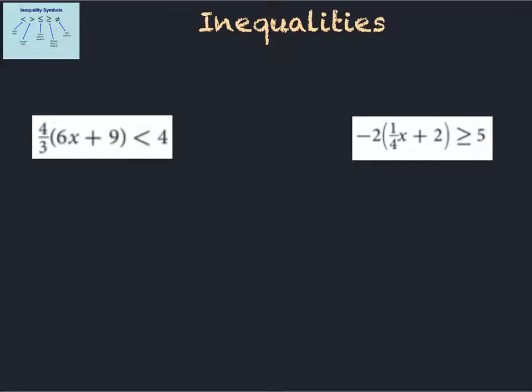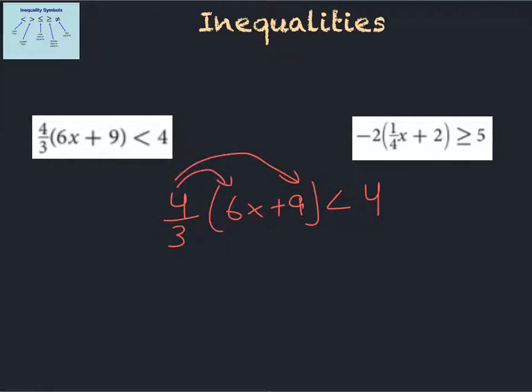So before we get into the word problems, let's just do a quick review of how to solve an inequality. Remember, with inequalities, you solve them the same way you would solve an equation. The only difference is that instead of an equal sign, you have an inequality symbol, but that's fine. So first we would distribute, and our goal is to isolate that variable. So 4/3 times 6 would be 8x, plus 4/3 times positive 9, which would be 12, and that's less than 4.